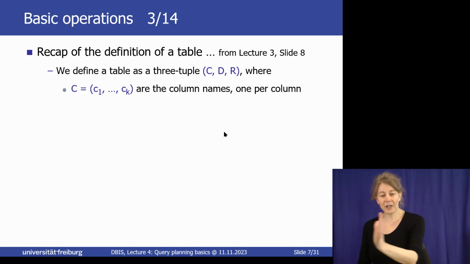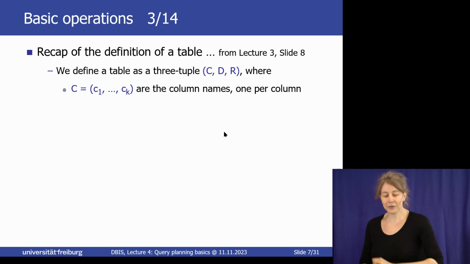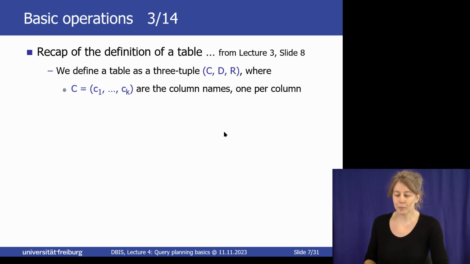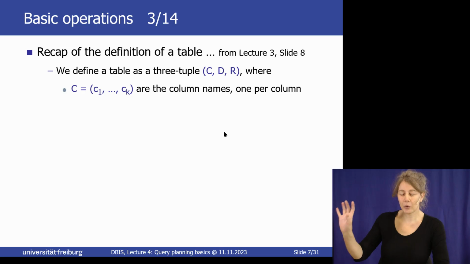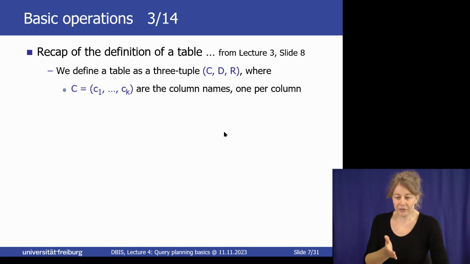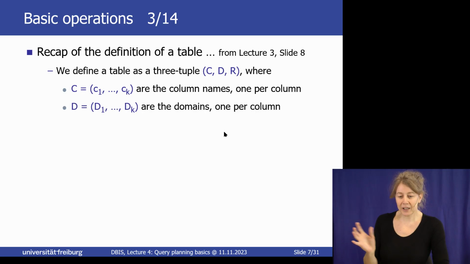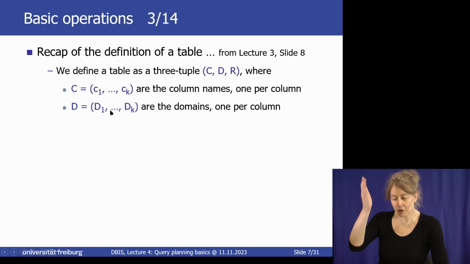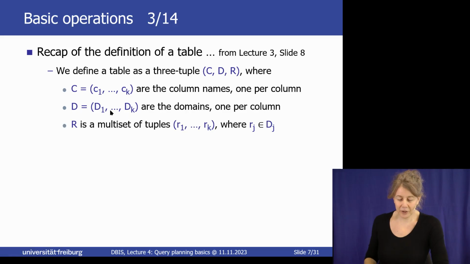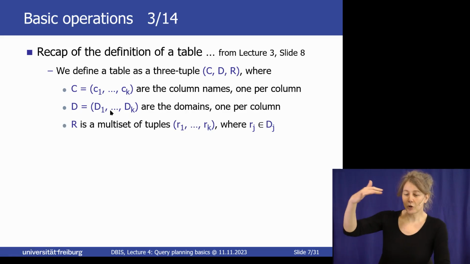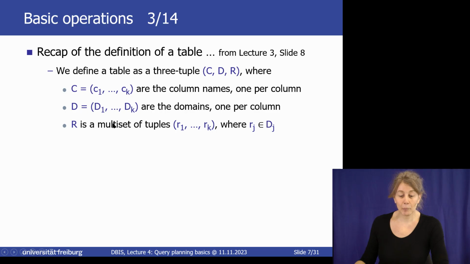You have the column names, that's just the headings, right? And you have k of them. And for our purposes, these are always fixed. And these are just the headings. You have the domains, where they come from. So maybe it's an integer, a text, so one column has integers, one has text, one has dates. And then you have the rows, and the rows we said are multi-sets of tuples. The R is because we call it rows, and each of them has to be from that domain.